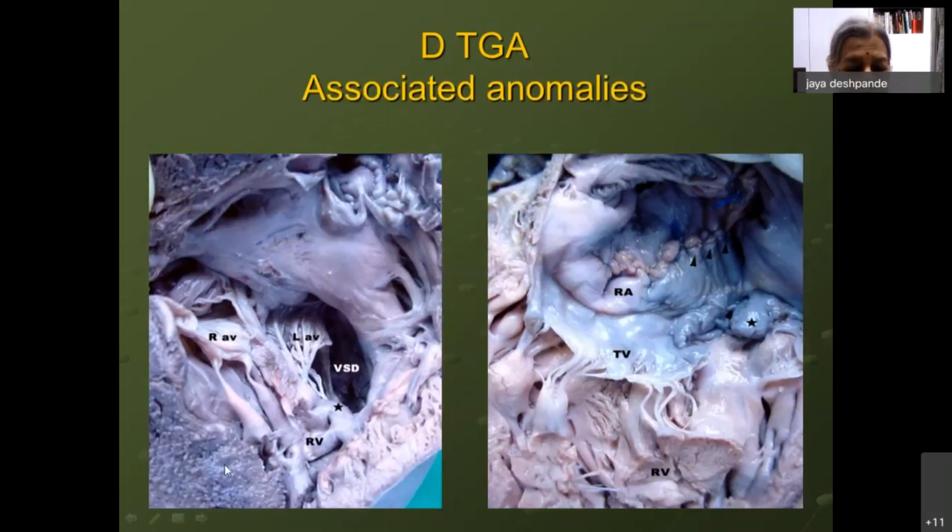Associated anomalies. Here, this is an operated case, and here you have a common AV canal kind of defect, and some kind of switch operation has been done here. Here there has been a large ASD which has been patched up.